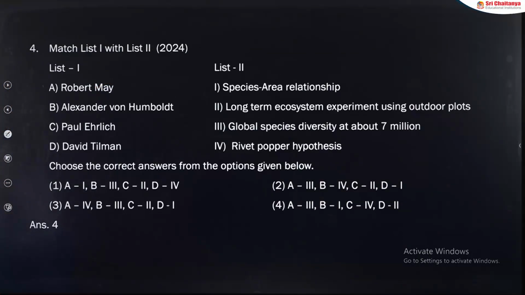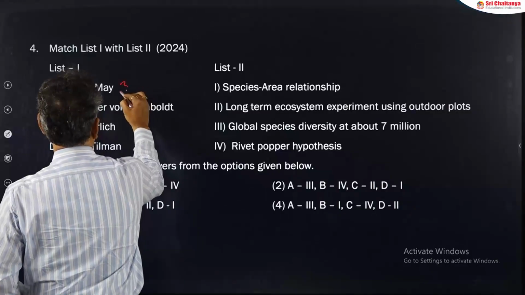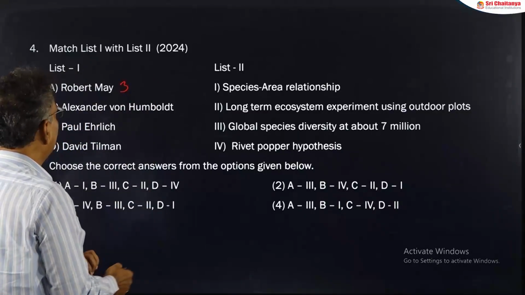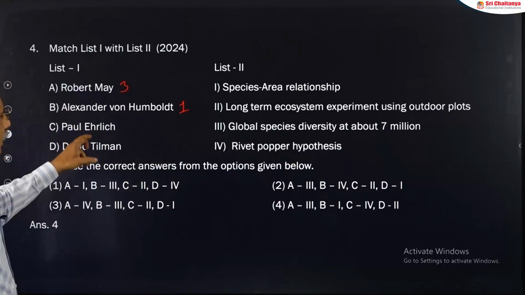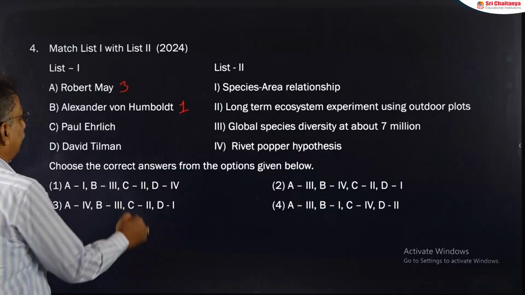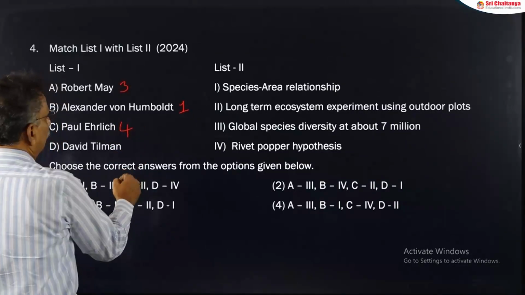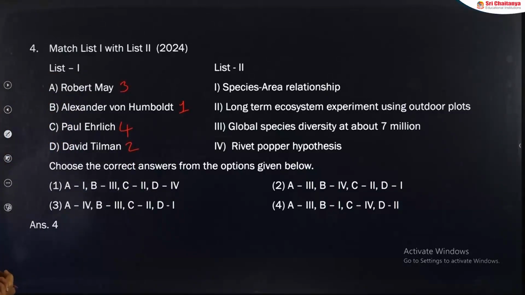Again in 2024, this is the third question. Robert May is the person who is a global head on species diversity, that is the third option. Alexander von Humboldt is species-area relationship. Paul Ehrlich is the rivet popper hypothesis. And David Tilman is the other one. Obviously 3142, so the fourth option is the answer, right?